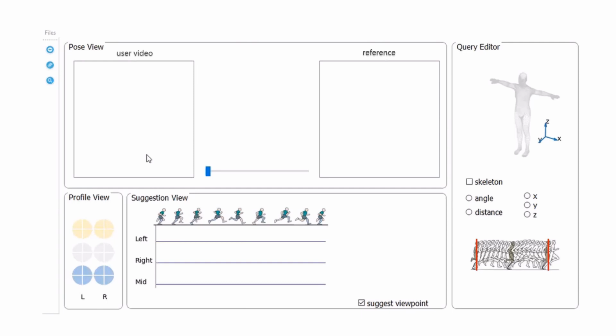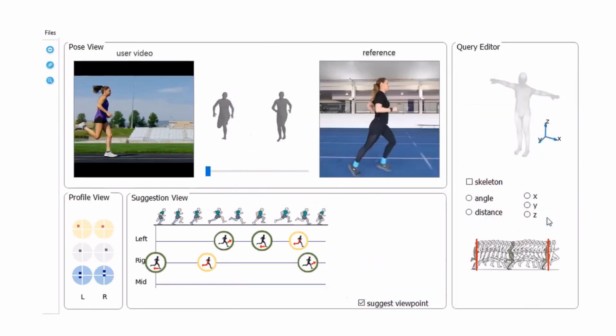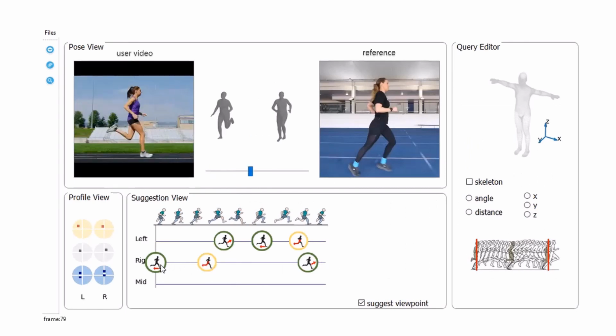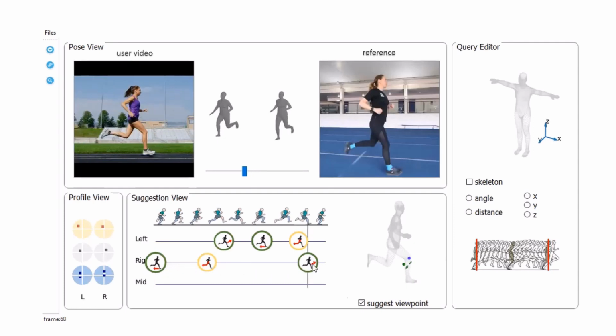Suppose Jane would like to check her running form in training for a marathon. She takes a video recording of her running process and loads the video into PoseCoach. Then she also loads the reference video of a professional runner. The overview of pose attributes with large differences is shown on the timeline, so that Jane can navigate through them to see the suggestions of how she can adjust to the professional runner's poses.